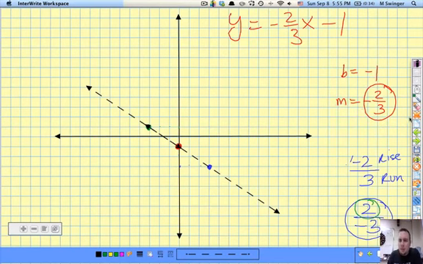Now if it's not in slope-intercept form, then we have to do something. Okay, well there's a couple things we could do, and I'll talk about that in a minute.